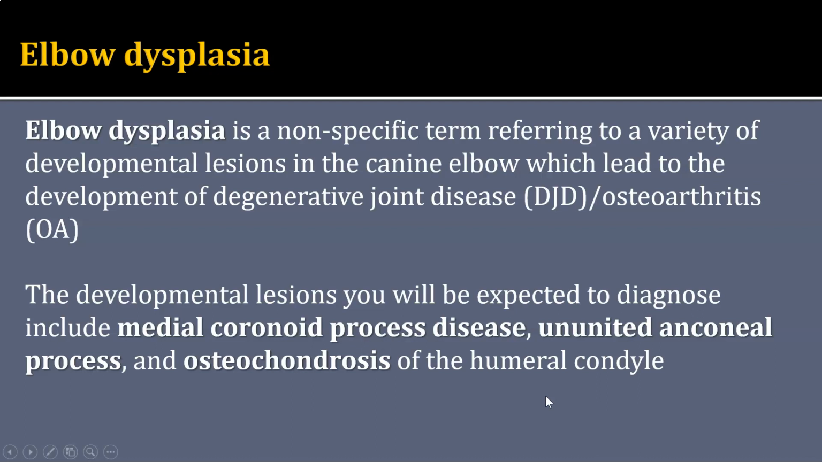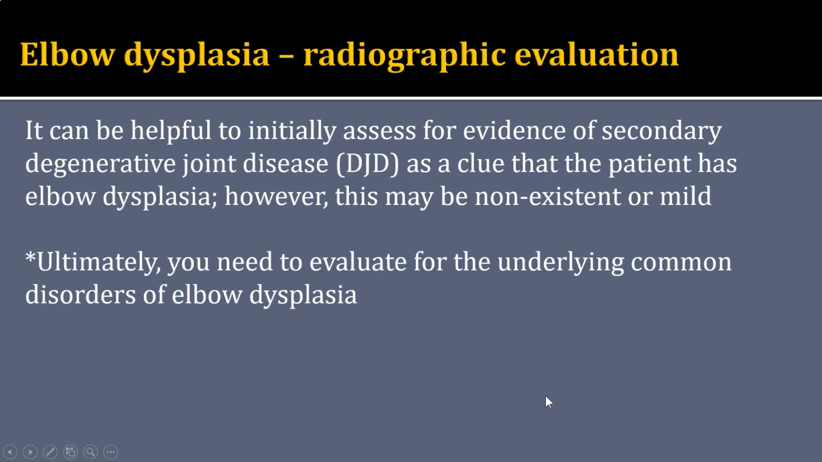you should stop evaluating. And as I said earlier, even though we're talking about elbow dysplasia as a group of disorders, what I really want you to be able to do is diagnose the actual underlying condition. Now, when I look at an elbow in a patient where I am trying to decide if the patient has elbow dysplasia, it can be really helpful to initially assess for evidence of secondary degenerative joint disease as a clue that the patient has elbow dysplasia.